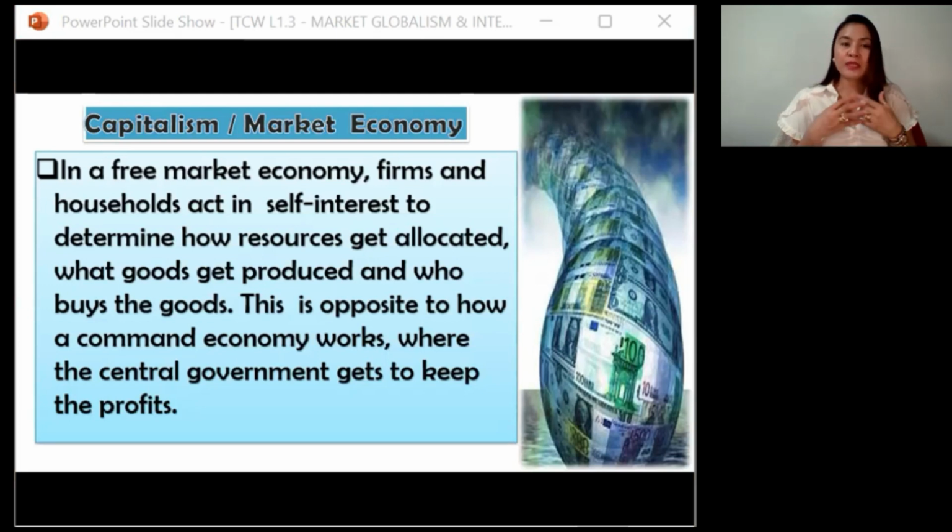So when we say economic system, there are basically different kinds. And as you can see here in our slide, this is the first type of an economic system, which is capitalism or market economy. So when we say capitalism, it is basically more in a free market economy. Firms and households act in self-interest to determine how resources get allocated and what goods get produced and who buys the goods. So this is opposite to how a command economy works, where the central government gets to keep the profit. So in this type of economic system, there is no government intervention in a pure market economy.